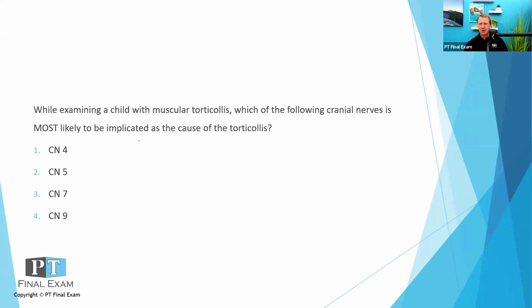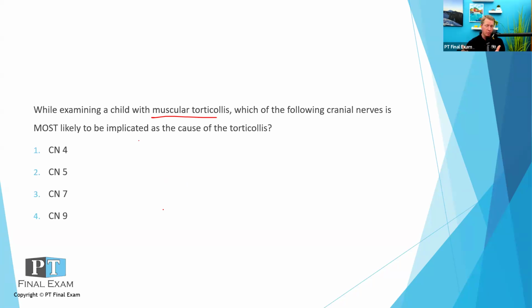All right, end time. So we got, while examining a child with muscular torticollis, which of the following cranial nerves is most likely to be implicated as the cause of the torticollis? So we have a child with muscular torticollis. Which of the following cranial nerves is most likely to be implicated? Now, torticollis, we know, is tightening of the sternocleidomastoid.